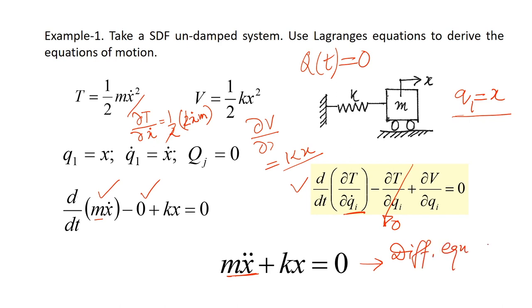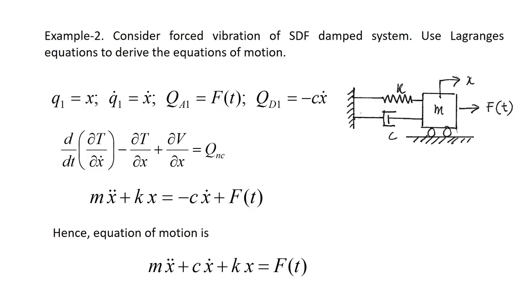Differential equation of motion, all right, for a single degree of freedom system, undamped and under free vibration condition. Okay. Now, consider a forced vibration problem of a single degree of freedom damped system. Now, this is a damped system, because of the damper, that is a dashpot, included here in the model.